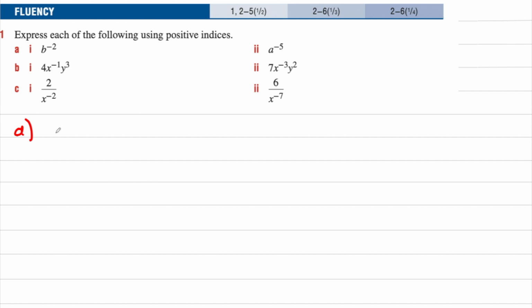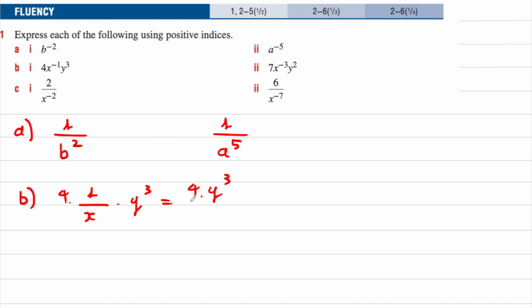The first one you will have 1 over b squared, and the second one is 1 over a to the power of 5. For question B, the negative sign only applies to the indices of x. So I keep y unchanged, x to the power of minus 1 means 1 over x, written this way, and y cubed here, and 4 times y to the power of 3 over x like this one.